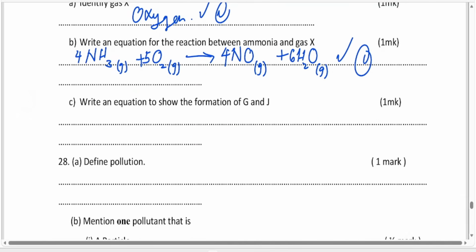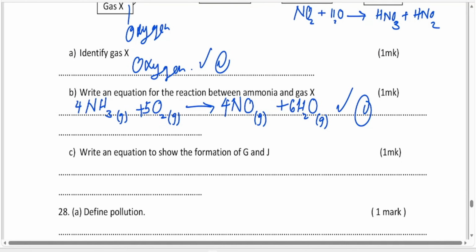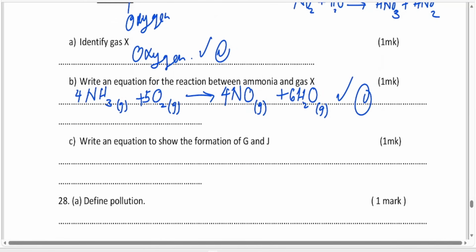Moving to the next question, part C. Write an equation to show the formation of G and J. We have already done it. So formation of G and J is by reacting nitrogen 4, which is a gas, with water. So we pass this gas through water, and we obtain a mixture of two acids, which is nitrous or nitric 3 acid and nitric 5 acid. All of them are aqueous solutions.